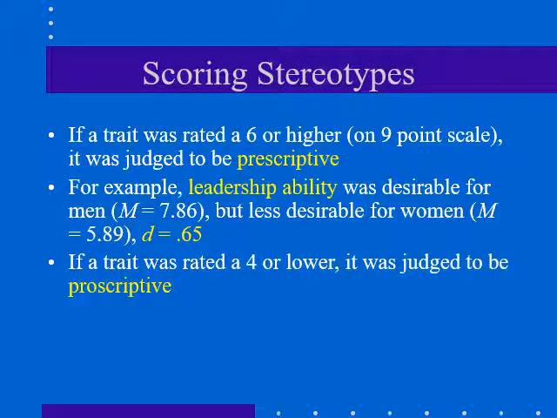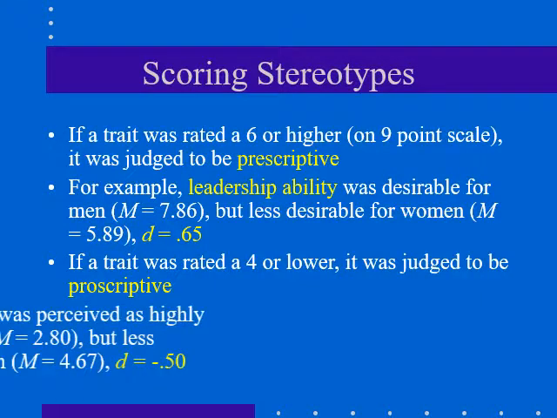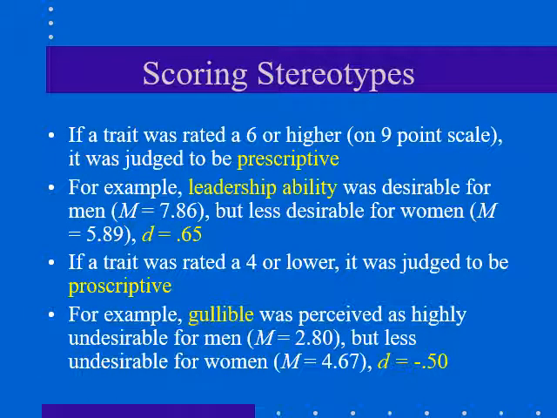If the trait was rated a 4 or lower, it was judged to be proscriptive, right? A thou shalt not. For example, gullible was perceived as highly undesirable for men, about a 3 on a 9-point scale, but less undesirable for women, about a 5 on a 9-point scale, resulting in, again, a moderate effect size. This time, women have more permission than men have to be gullible.